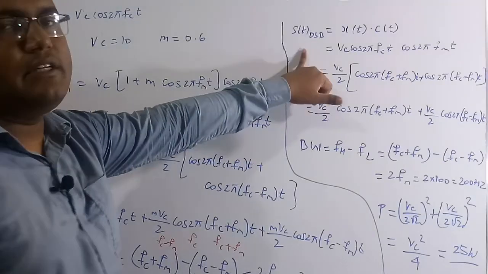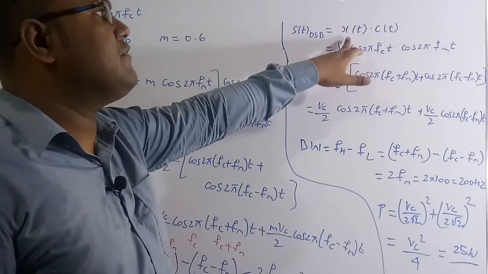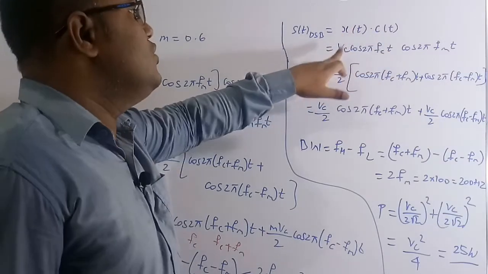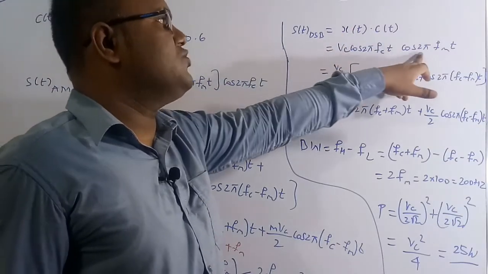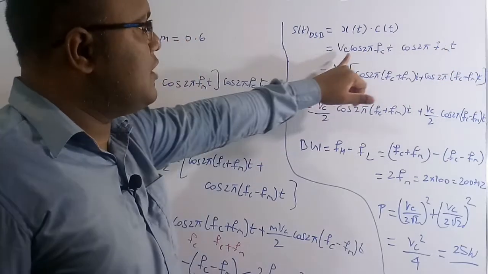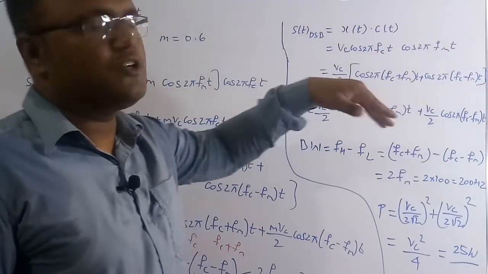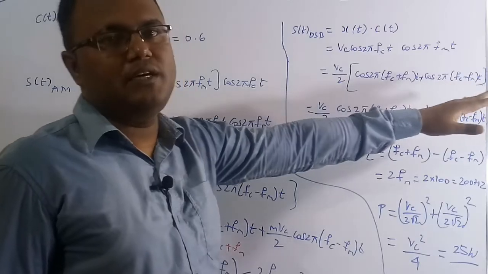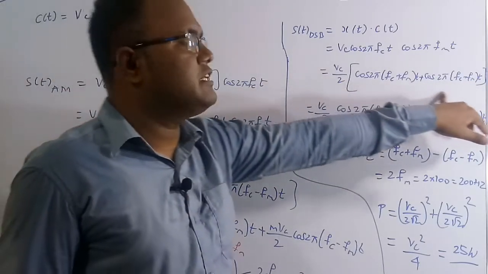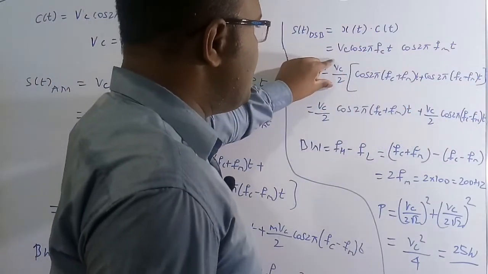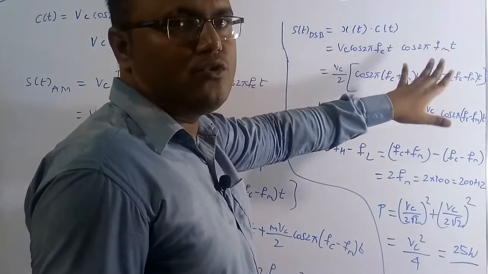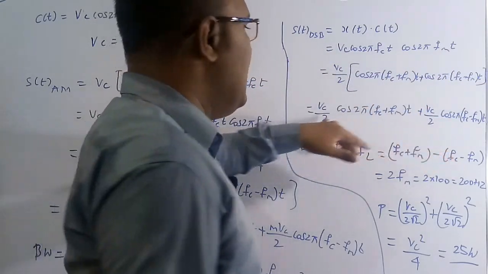And similarly for the S of DSB, S of DSB is nothing but the product of the message signal and the carrier signal. So this is Vc cos 2 pi fct into cos 2 pi fmt. So here cos a into cos b is nothing but cos of a plus b plus cos of a minus b by 2. So by using that manner I have made this one, and I am going to take this peak value inside to the 2 cos term. So therefore this is the equation finally I am going to get.